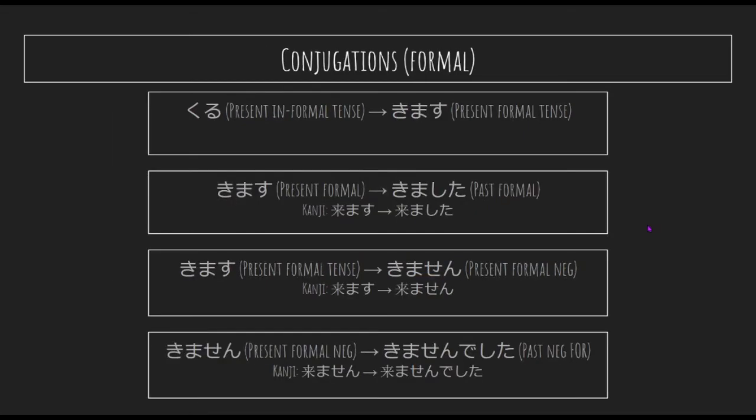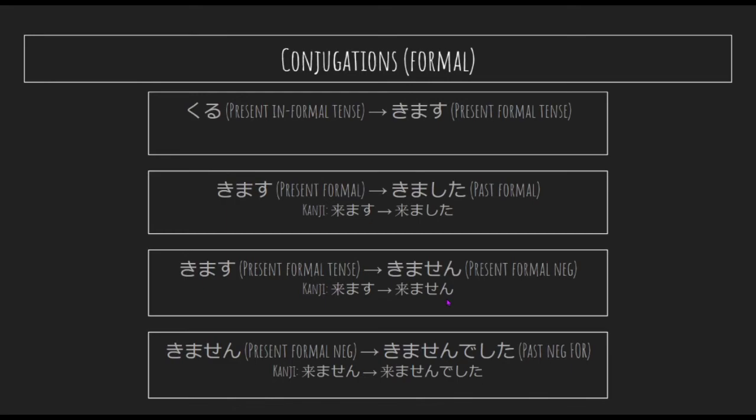Now let's look at the formal mas conjugations of kuru, and you'll see it follows a very similar pattern. First, kuru, the informal present form, turns into kimasu. Again, ku turns into ki here, and you simply add mas after. Next, we have the past formal version, almost like a normal verb. Mas becomes mashita, and you keep the ki: kimasu into kimashita. Next, for the negative, mas becomes masen. So we have kimasu, and then kimasen as a negative.